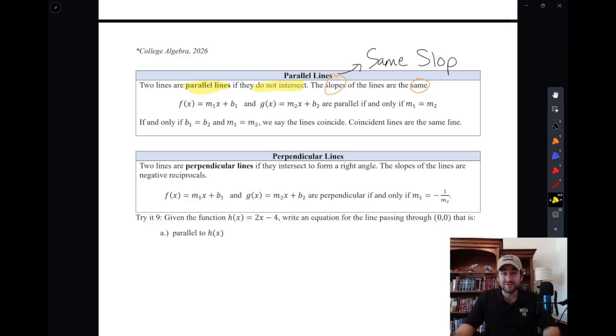Perpendicular lines do intersect, and when they intersect, it makes a perfect right angle. And they have negative or opposite reciprocal slopes, which means flip-flip. It means you flip the sign and you flip the fraction. If it was positive, it's now negative, and if it was 1/2, it's now 2/1.